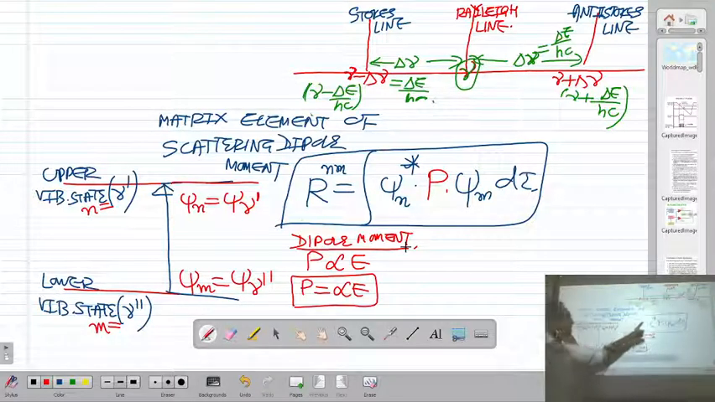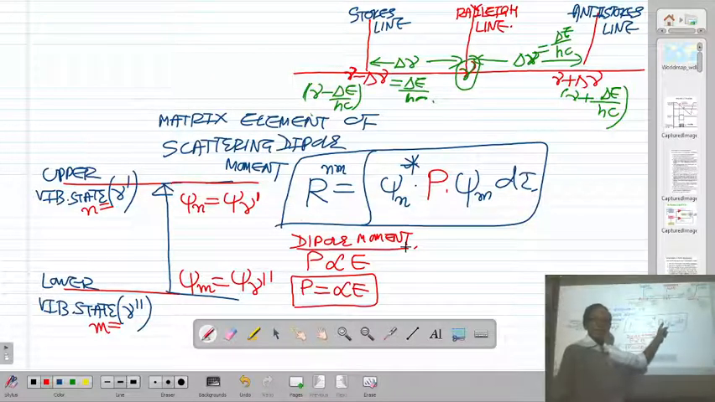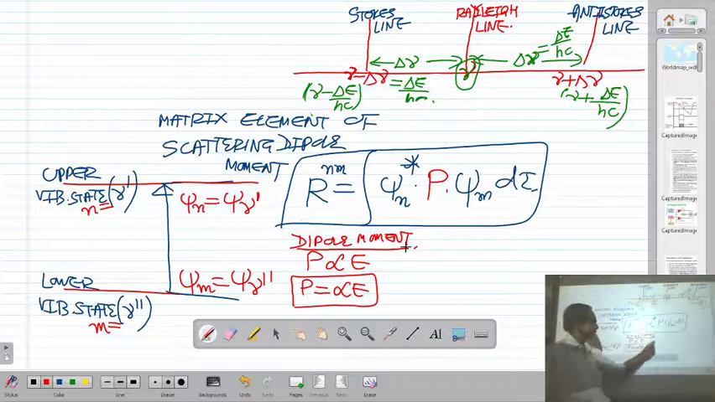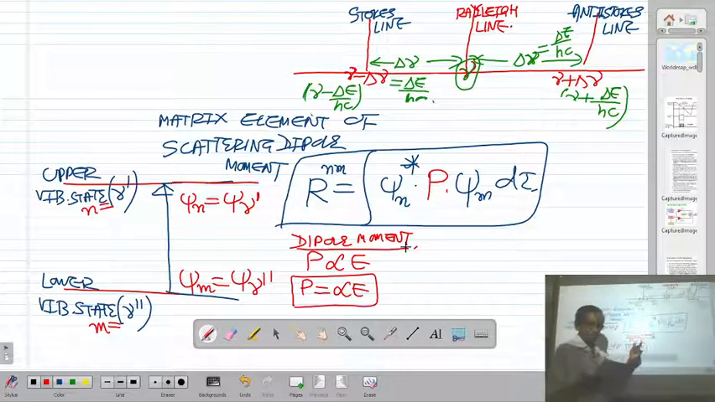Psi n is the wave function of the molecule in the upper vibrational state nu dash, so you can write psi n equal to psi nu dash. And psi m is the wave function of the molecule in the lower vibrational state nu double dash, which is psi nu double dash. This P is the dipole moment, which is directly proportional to E, so P is equal to alpha E.